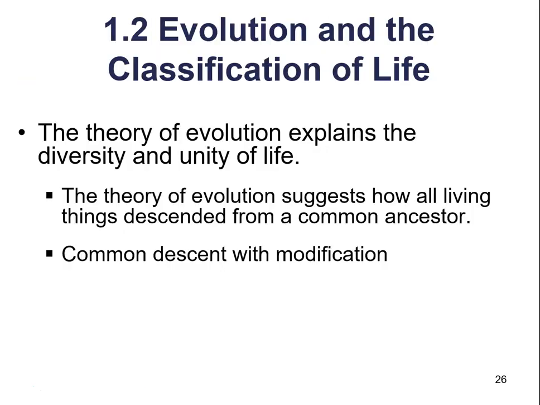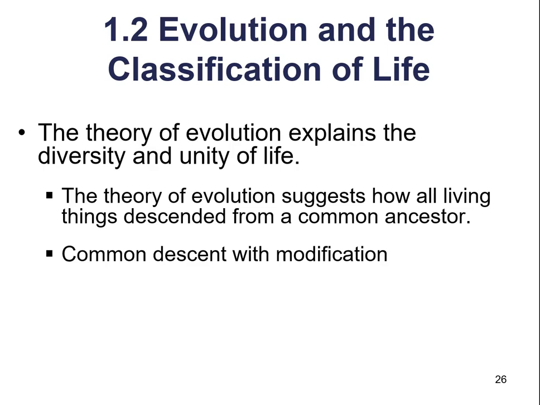Okay, so this now leads into the second part of this chapter, which is talking a little bit more about evolution. In this course, in Bio 111 or Fundamentals 1, this is really the only time we talk about evolution. It's just introducing the concept and thinking about how important it is, but we focus more on evolution towards the end of this course and in Fundamentals of Biology 2. So the theory of evolution explains the diversity and the unity of life. This theory suggests how all living things descended from a common ancestor.